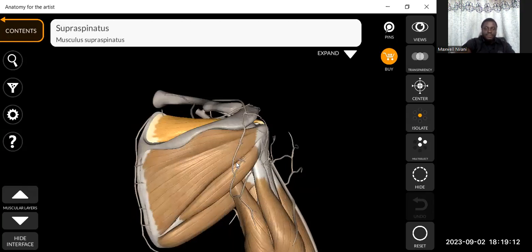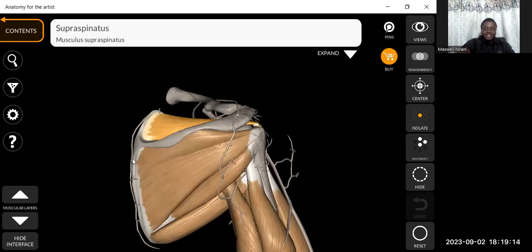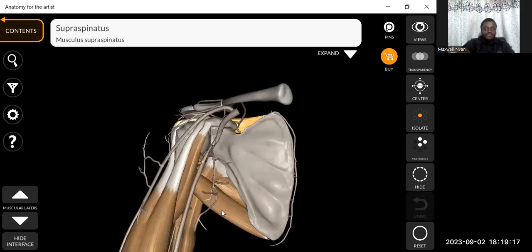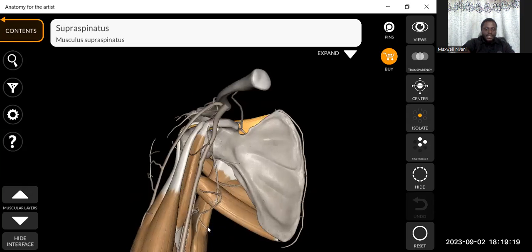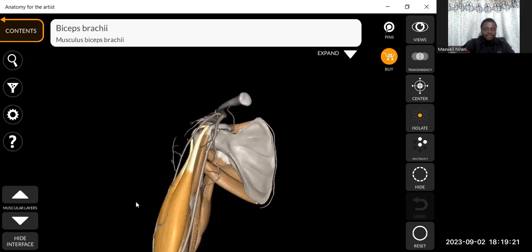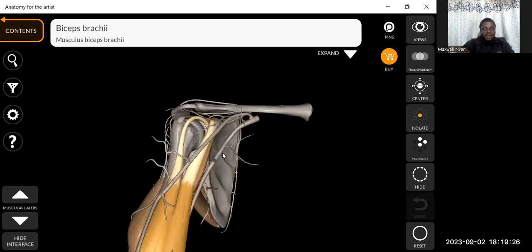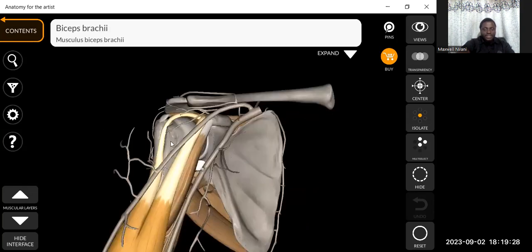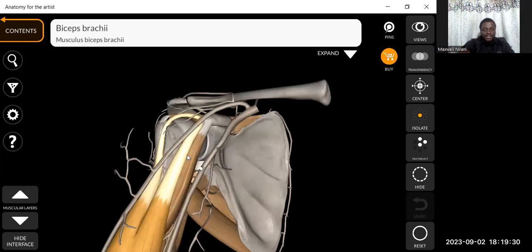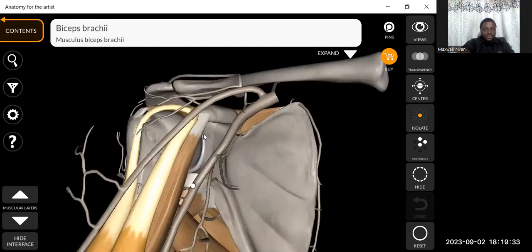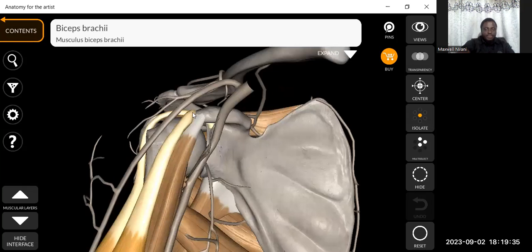Now, we have the biceps brachii, right? This is your biceps brachii muscle of the arm right here. Now, it has a short head and a long head. The short head, where my cursor is, goes all the way to the tip of the coracoid process alongside the coracobrachialis muscle. So there are two muscles that are attached at the tip of the coracoid process.